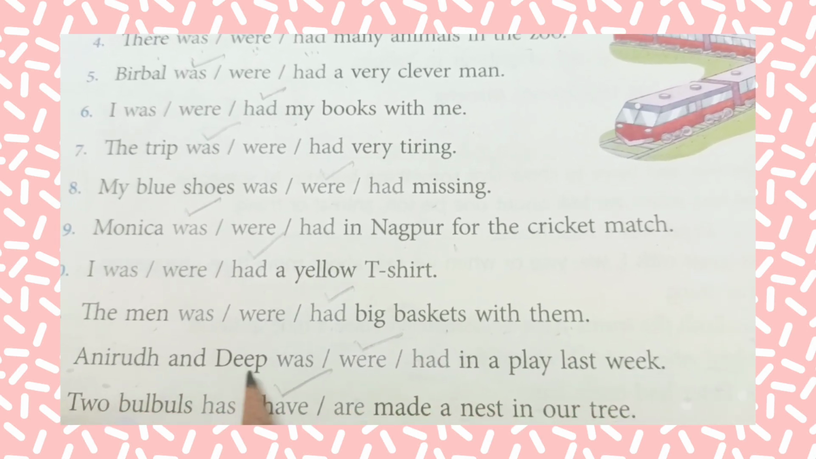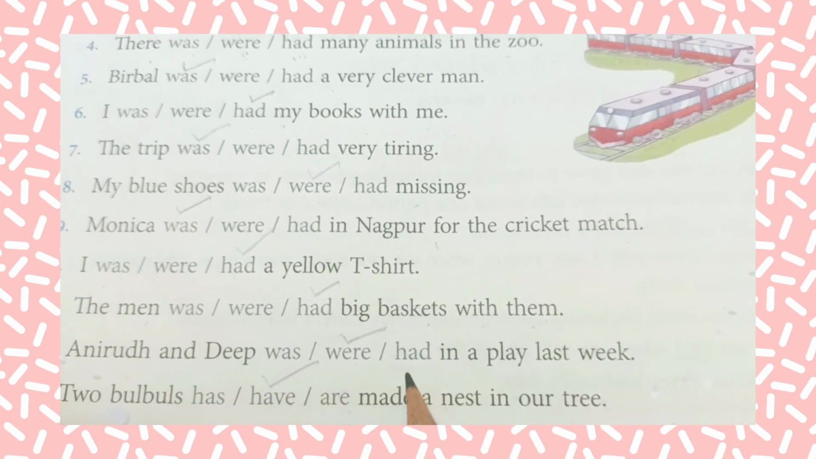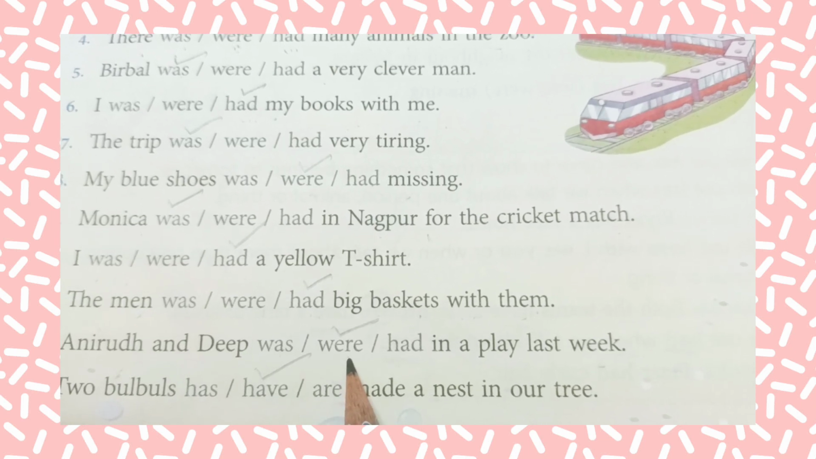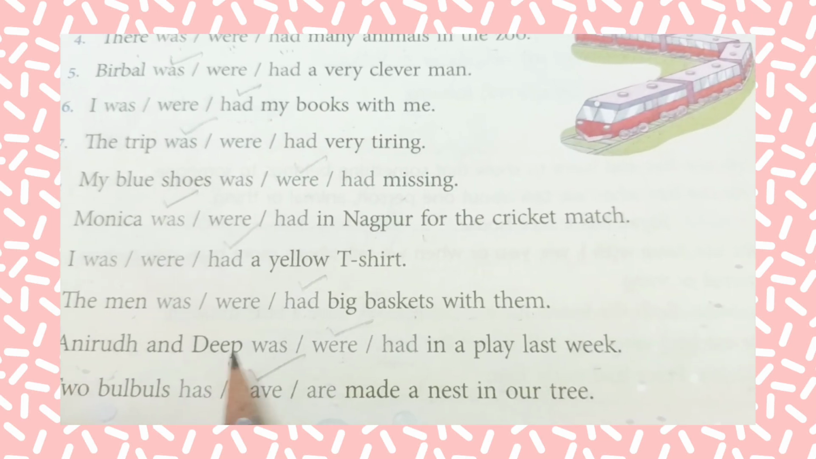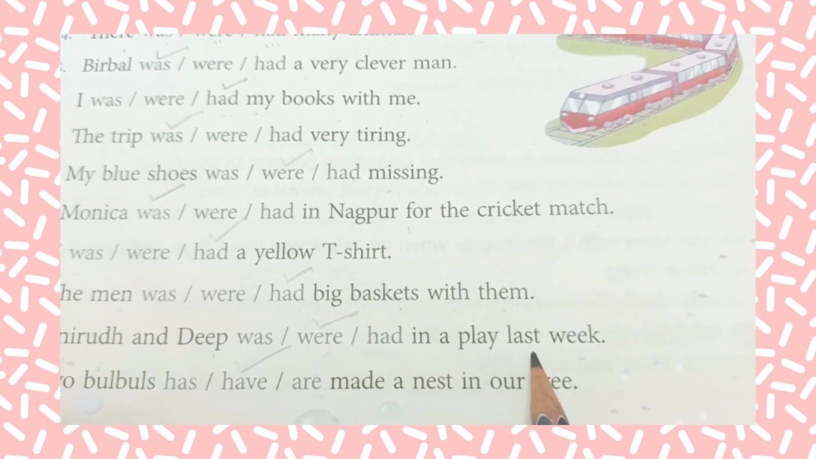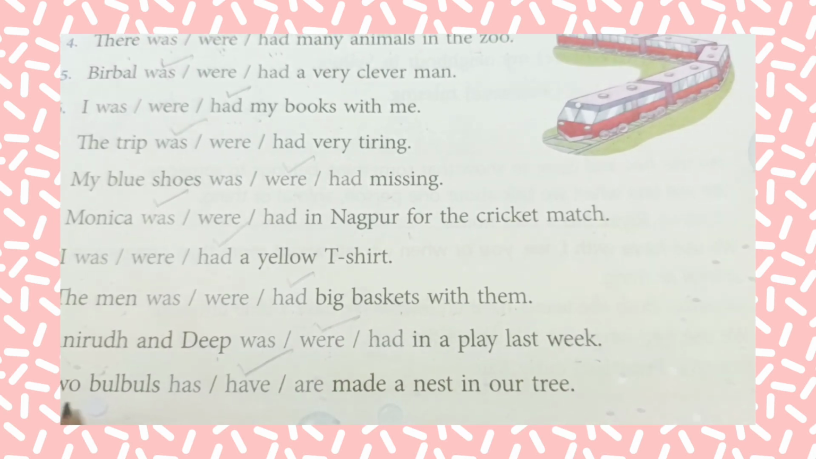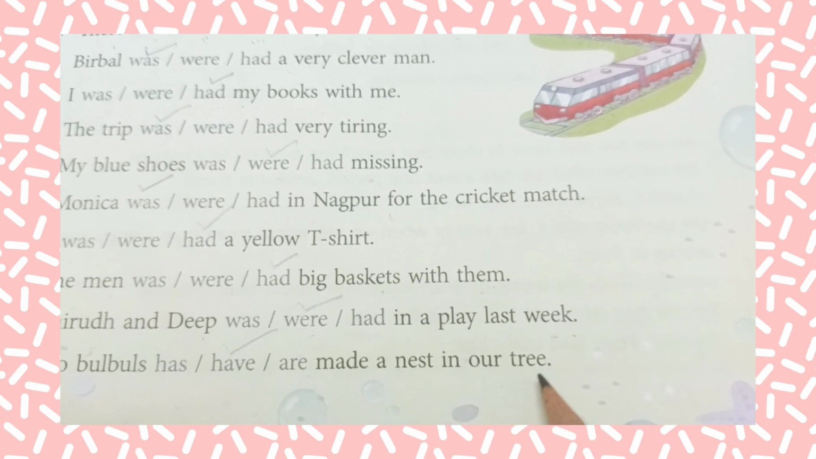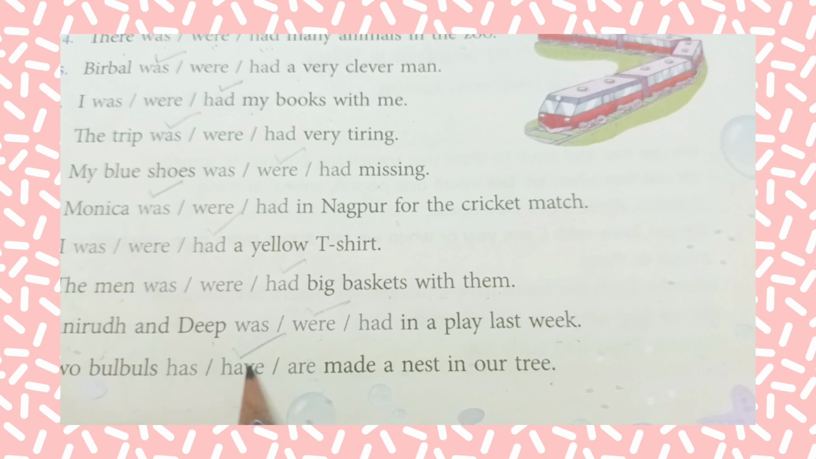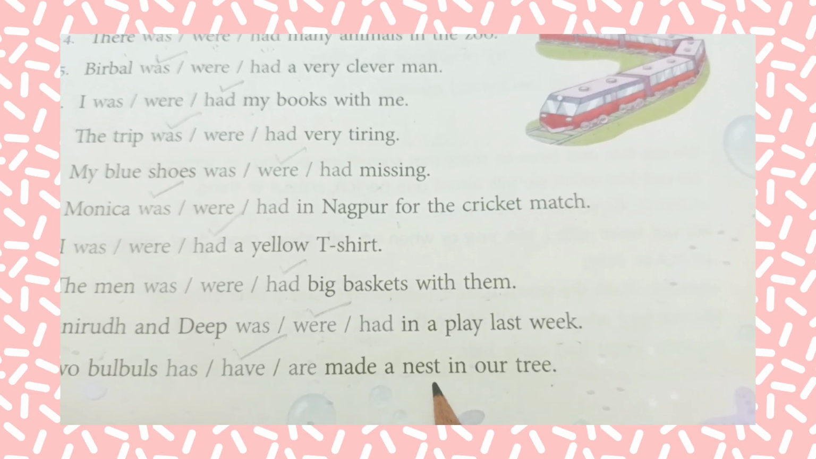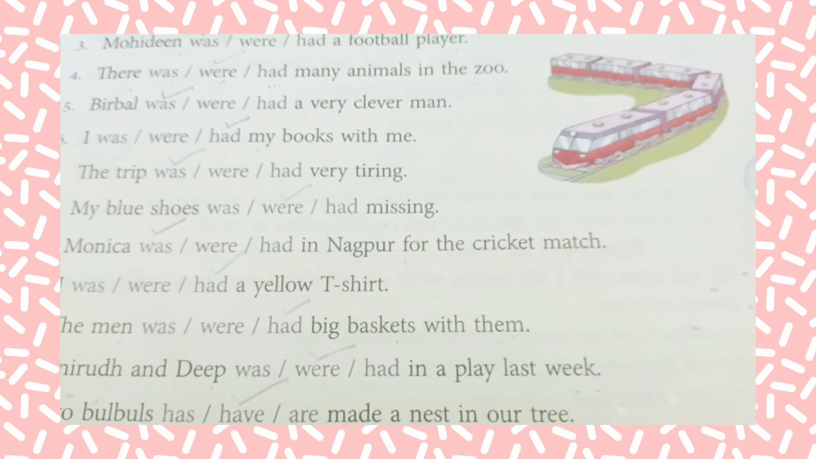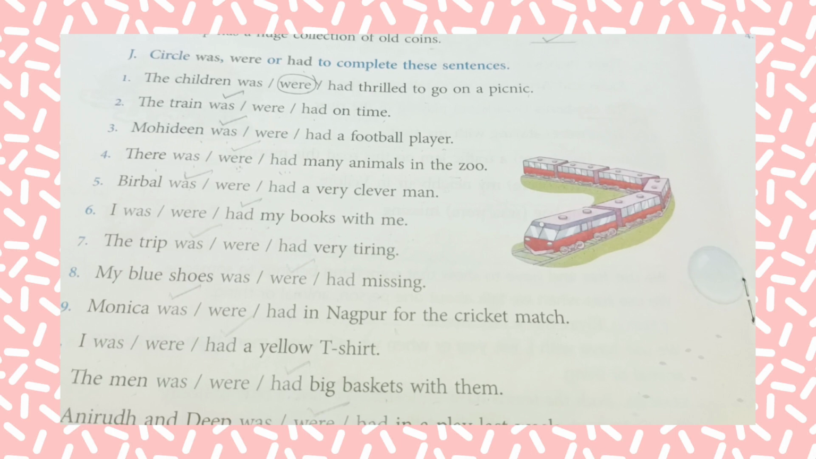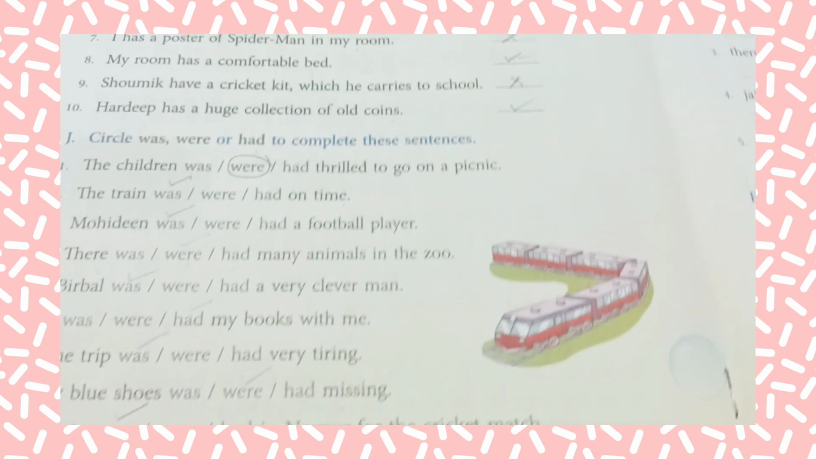Anirudh and Deepika was or were or had in a play last week. Anirudh and Deepika were in a play last week. Two bulbuls has or have or made a nest in a tree. Two bulbuls have made a nest in a tree. So read this, observe, listen to the video carefully, and you will easily understand this topic.